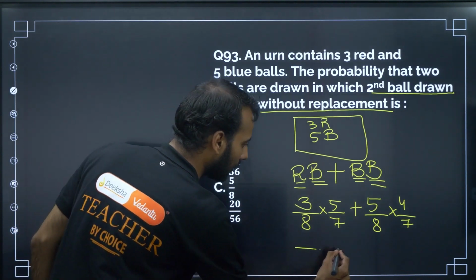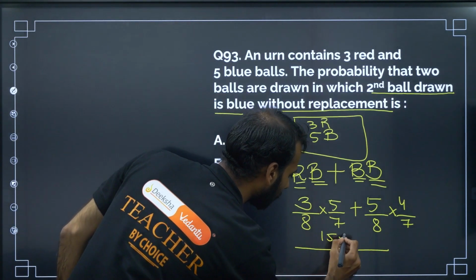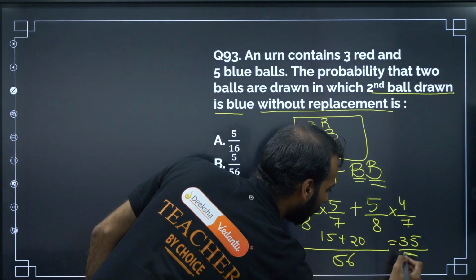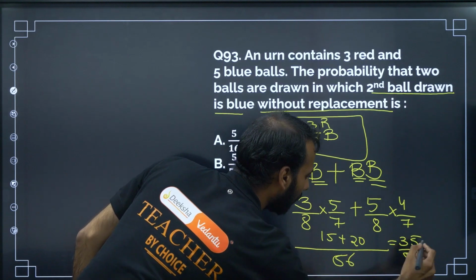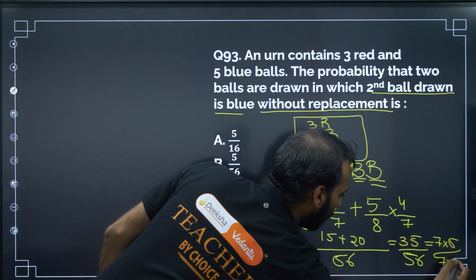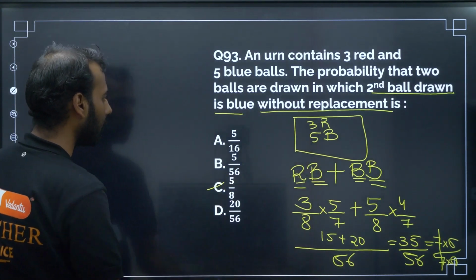Now go for simplification. 7 8s are 56. 3 into 5 is 15, plus 5 4s are 20. So this is 35 divided by 56. 35 can be written as 7 into 5, and 56 as 7 into 8. If I cancel 7 and 7, 5 by 8 is left. So C is the answer.